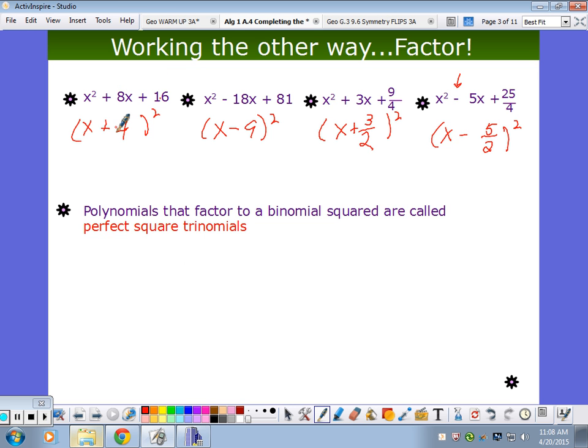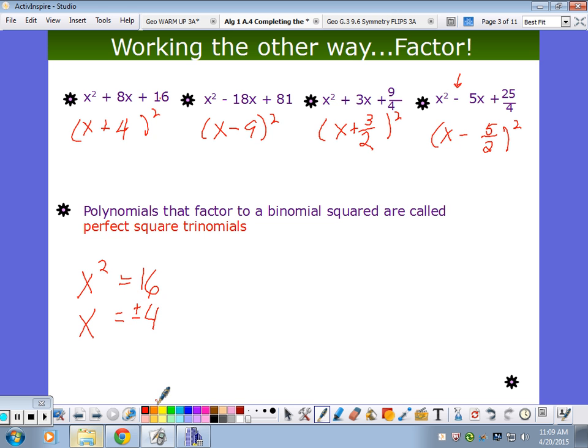What's the square root of this? X plus 4. Isn't it? It's like if I said x squared equals 16, what's x? 4. Negative 4. X plus 4, x minus 4. When I said x squared equals 16, you're saying x equals 4. I say there's another solution, negative 4. And we write plus or minus 4.